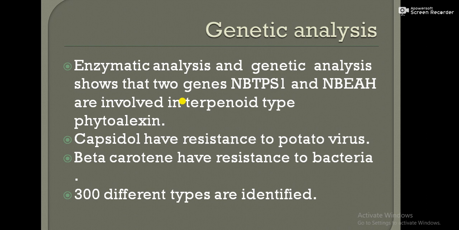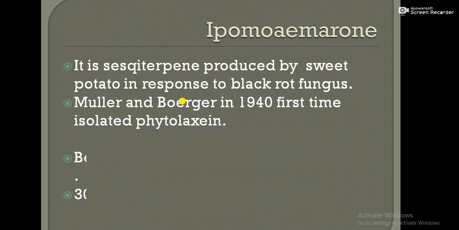When the genes get activated, messenger RNA is formed by transcription, and the messenger RNA gets translated into proteins, which produce the phytoalexin compounds in this case. These phytoalexin compounds help the plant resist the pathogen attack. Capsidol also gives resistance to potato virus, the virus that attacks the potato plant. Similarly, beta carotene is also a terpenoid compound. It has resistance to bacteria and helps the plant protect itself from bacteria. About 300 different types of terpenoids or phytoalexins have been identified so far.